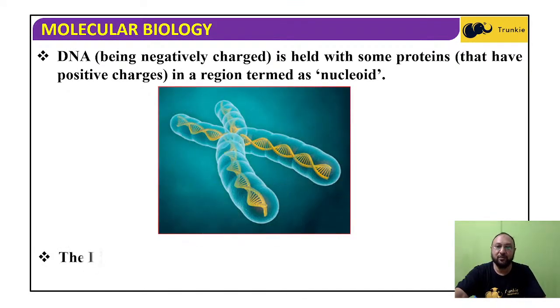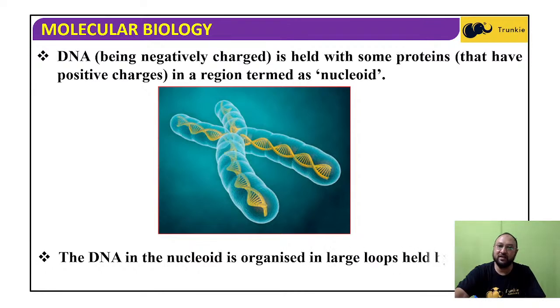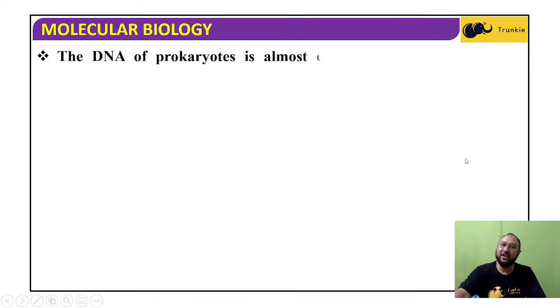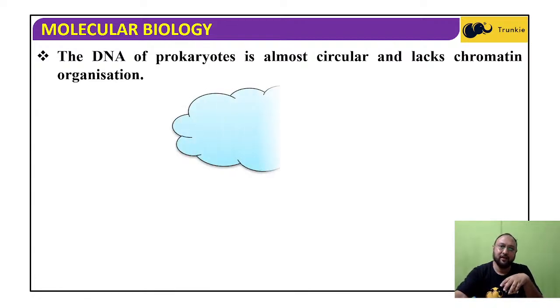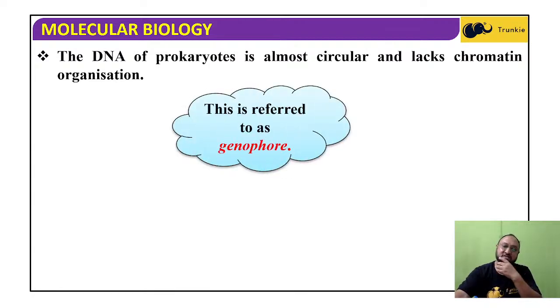The DNA in the nucleoid is organized in large loops held by proteins. The DNA of prokaryotes is almost circular and lacks chromatin organization, unlike the eukaryotic cell, where we find the chromatin fiber. There is no such thing in prokaryotes. The DNA is circular, and this is referred to as the genophore.